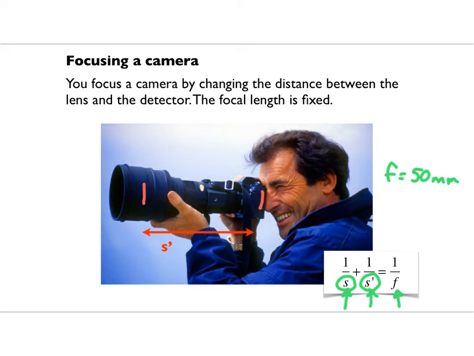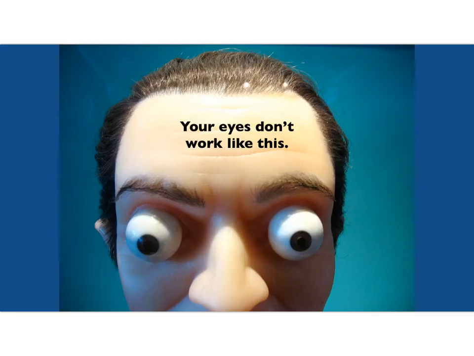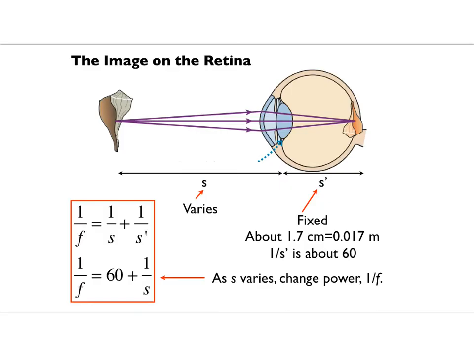That is not, in fact, the way your eyes work. If it did, if you're trying to look at a close object, you would have to increase the value of S prime. You would have to make the lens further from the retina. Your eyes would have to bulge out like this, and that would be awesome. I would like to live in that world, but that's not the way it works. The way it works is this. If you look at your eye, the distance between the lens and the retina, that's that distance S prime. That is fixed, okay? And we're going to assume it's 0.017 meters, which means 1 over S prime is about 60. That number is fixed.